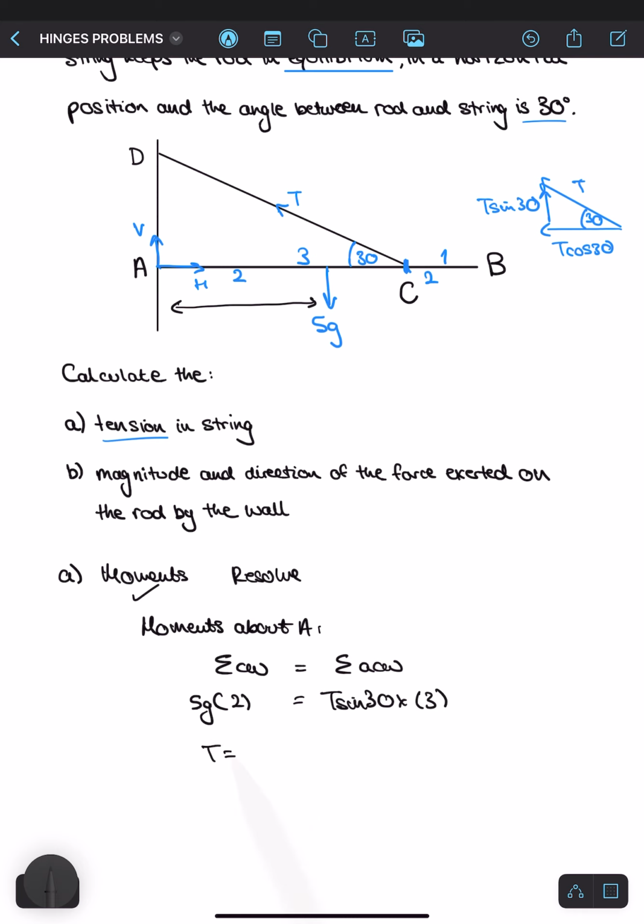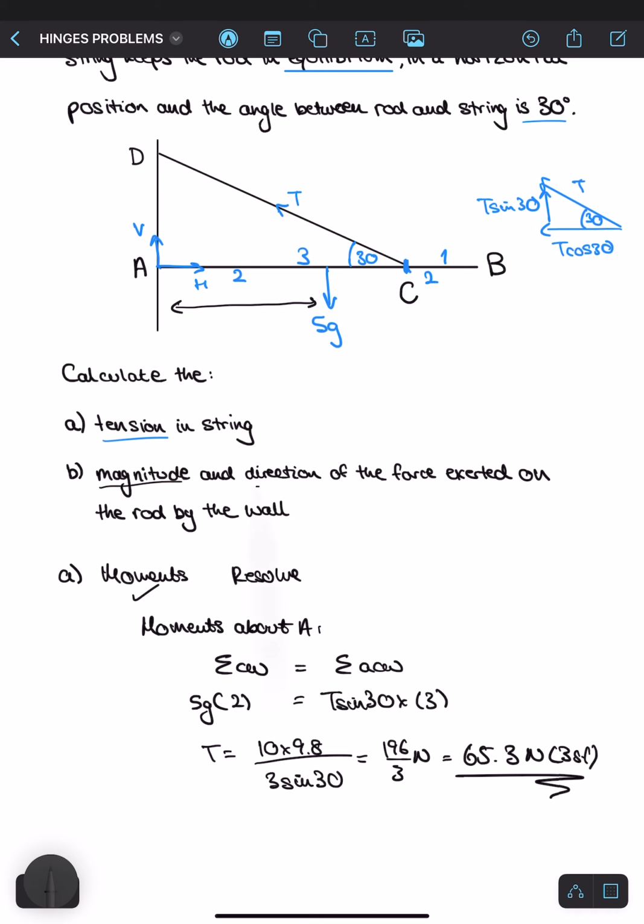So if I rearrange and solve for tension, I get 10 times 9.8 as G divided by 3 sine 30, which if I put into my calculator, I get 196 over 3 newtons, which is equal to 65.3 newtons to 3 significant figures. Part B.